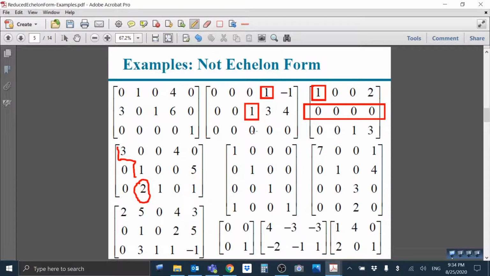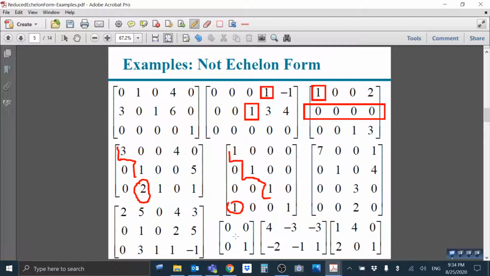Okay. Something similar happens here. You see, I have leading entry, great. Next leading entry to the right, great. Next leading entry to the right. And then this row, its leading entry is at the beginning. It's to the left. No good. Your leading entry is not at the right place. Sorry. This is not in echelon form. Same thing here. Leading entry of the row 4 is just beneath. That's no good.